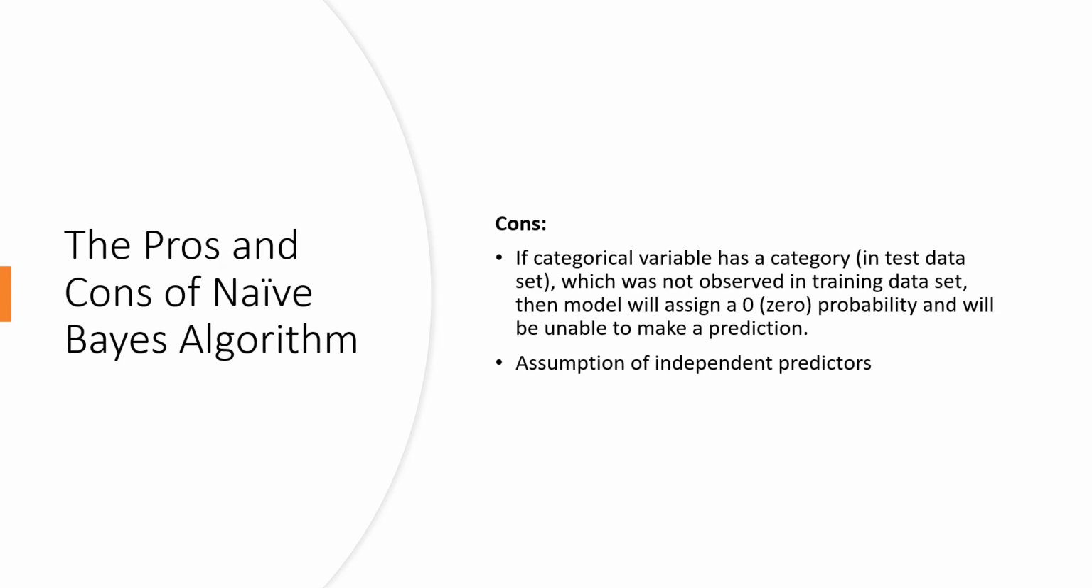The cons: if a categorical variable has a category which was not observed in the training dataset, then the model will assign a zero probability and will be unable to make a prediction. Then, the assumption of independent predictors: we have to assume every time that the predictors are independent.